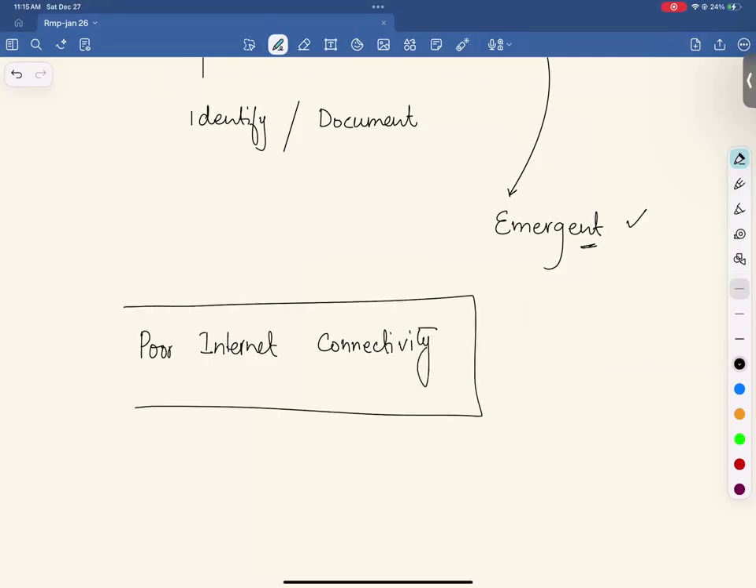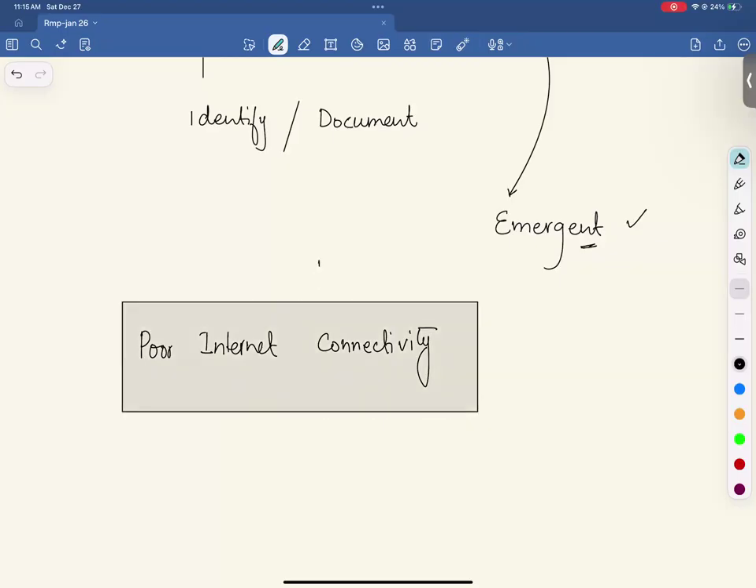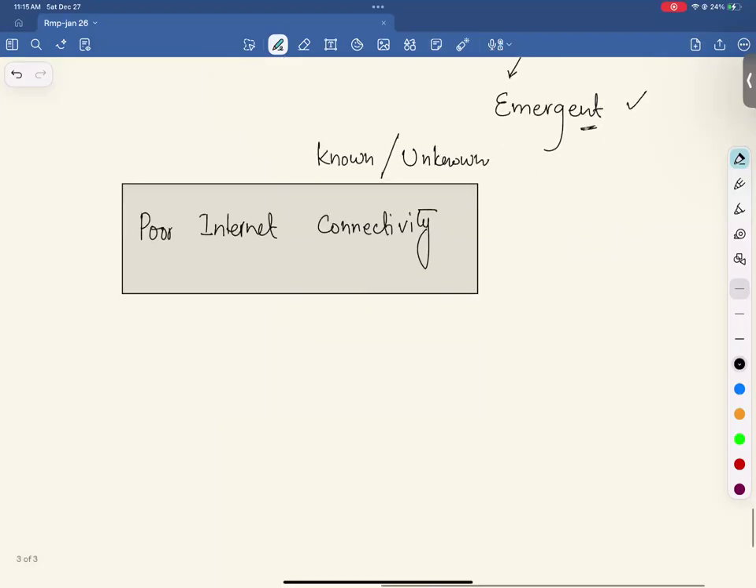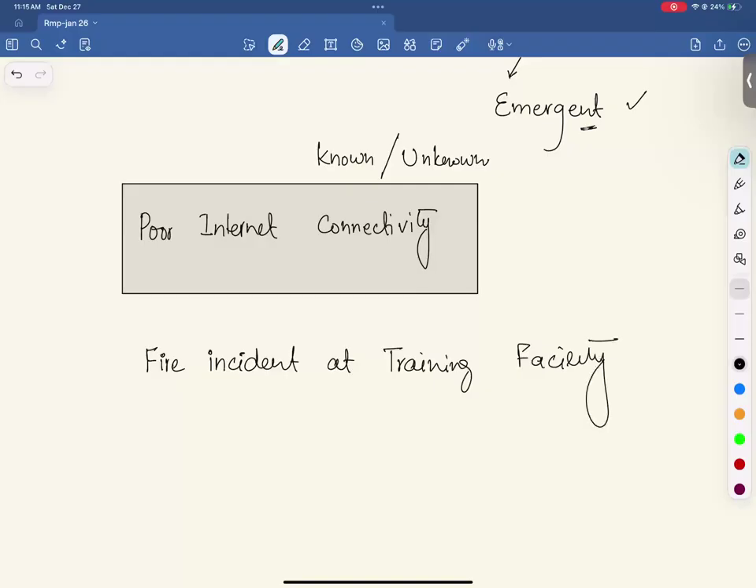Anyone, please? Known. Is it known or unknown? It's known because you already identified it. Okay, and let's say a fire incident at the training institute. What is this? This is unknown. So which one is known and which one is unknown?